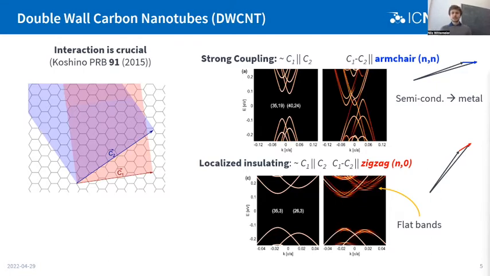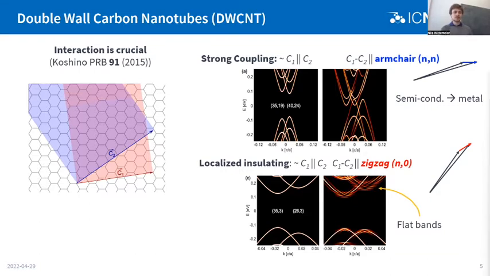Now, before we get into our work, I would like to point out this beautiful work by Koshino that was published in 2015, which beautifully demonstrates that this interaction between the layers is actually very essential in understanding double wall carbon nanotubes, and the Moiré plays an important role here. What Koshino and his co-workers did is they used a continuum model to model idealized infinite double wall carbon nanotubes, and they identify 3 different regimes of carbon nanotubes, which are vastly different in their properties.